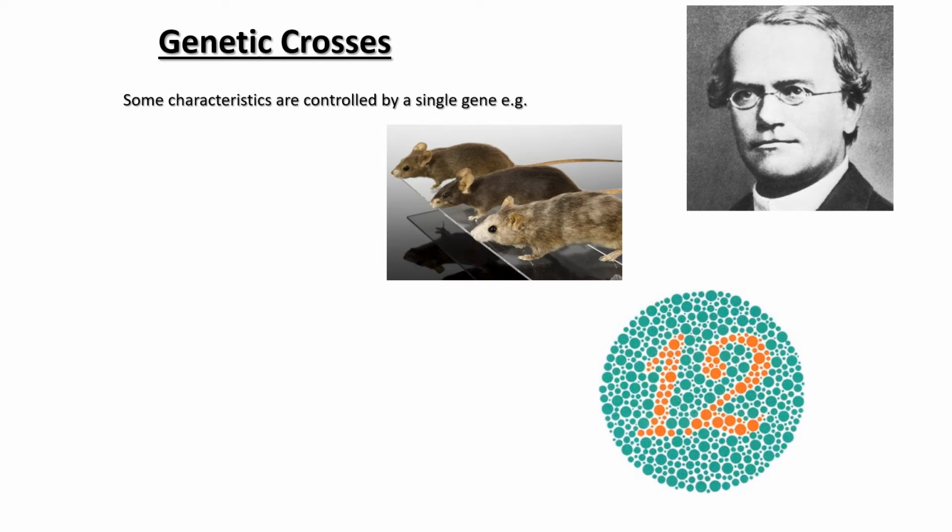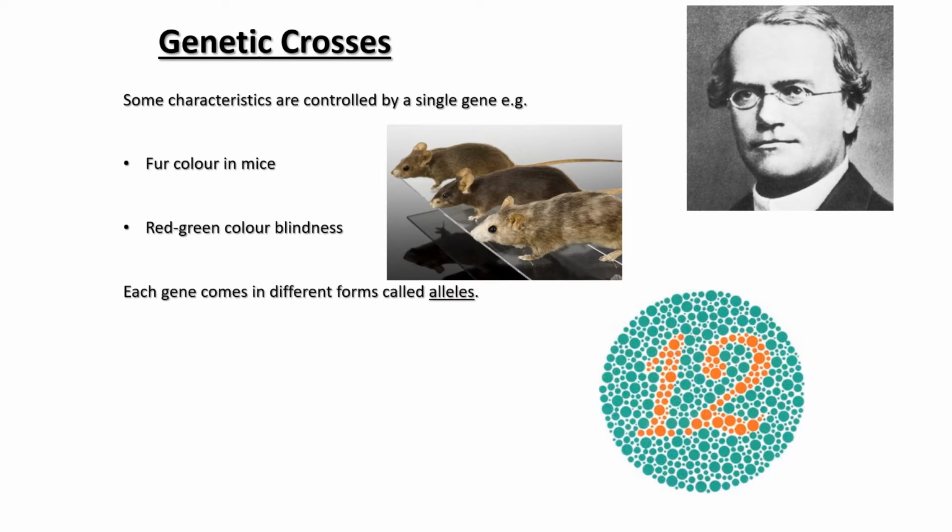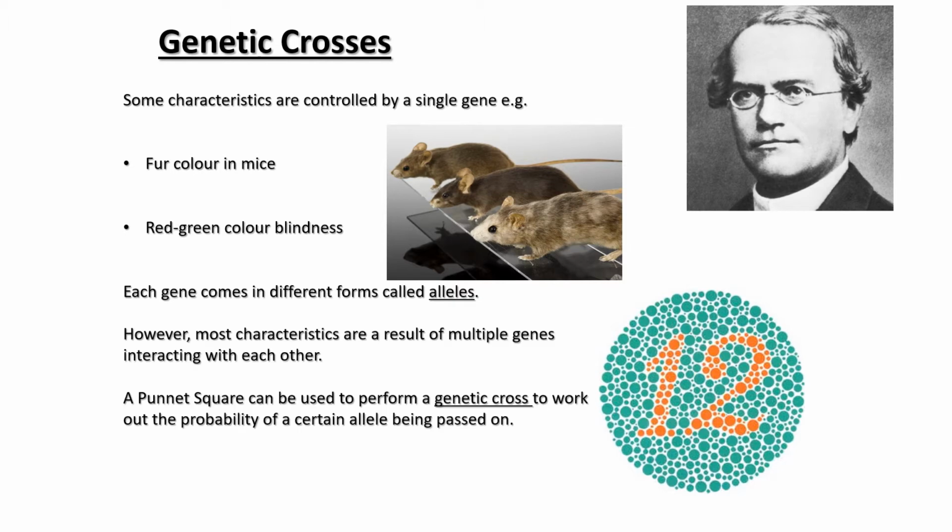In this section, we're going to look at genetic crosses in detail. Some characteristics are controlled by a single gene, for example, fur color in mice, red-green color blindness. Each gene comes in different forms called alleles. However, most characteristics are a result of multiple genes interacting with each other.